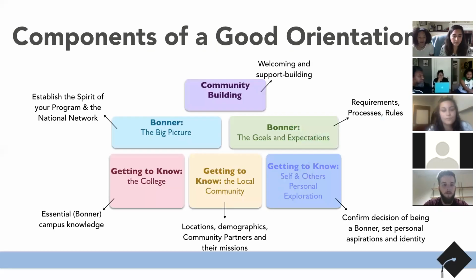And so this is just a really cool graphic to show you. Can everyone see it? Is everything good? Okay, cool. So these are the fundamental components of a good orientation for your Bonner program. Among that, there are 6 key elements. The first one that a lot of us are probably really good at is the community building portion. That's where you provide that welcoming and support building environment for everyone new that's coming in or just returning Bonners.